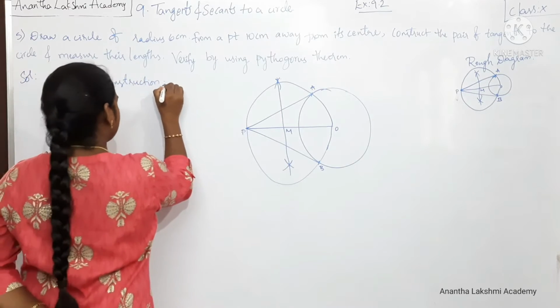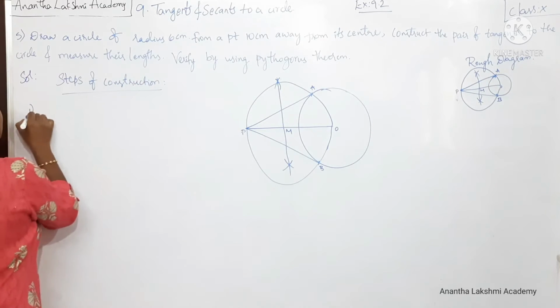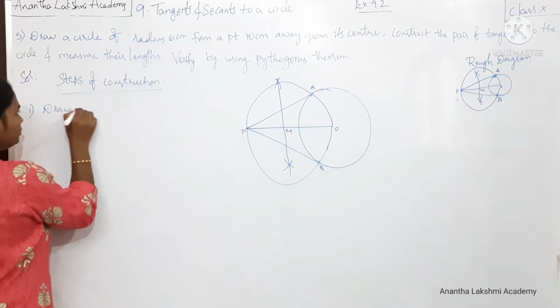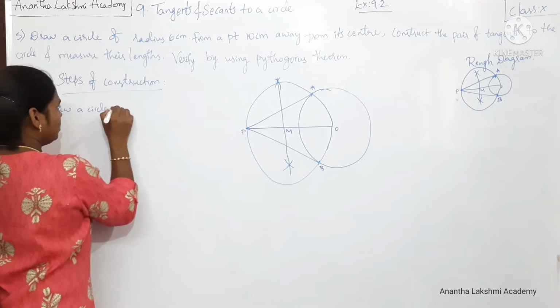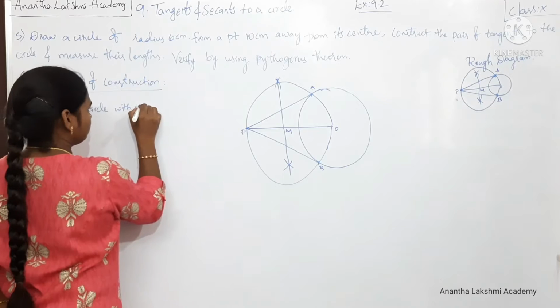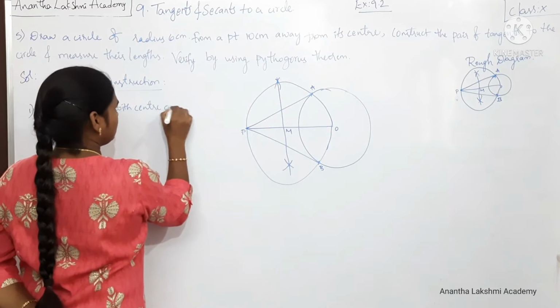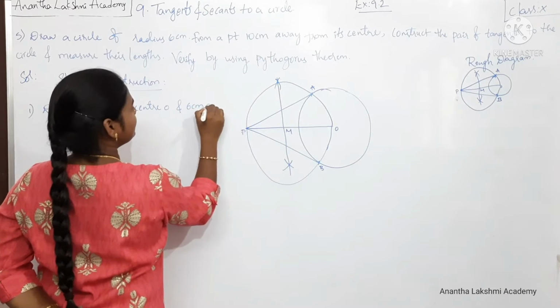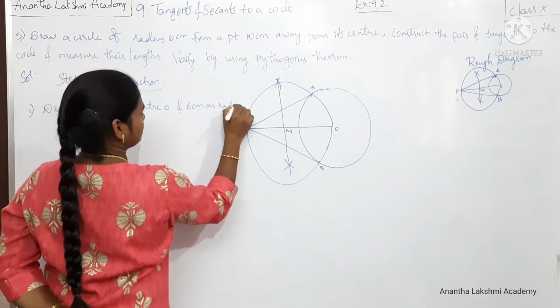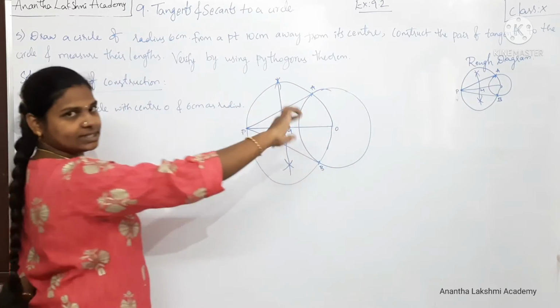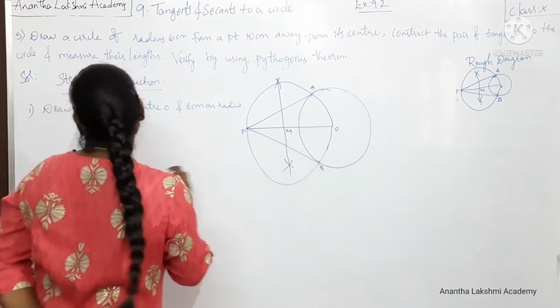What is the first step? Draw a circle with center O and 6 centimeters as radius. Okay, we have drawn a circle with center O, the radius as 6 centimeters.